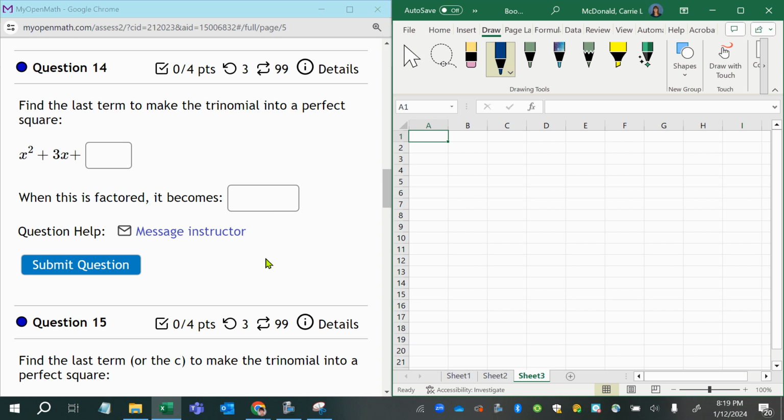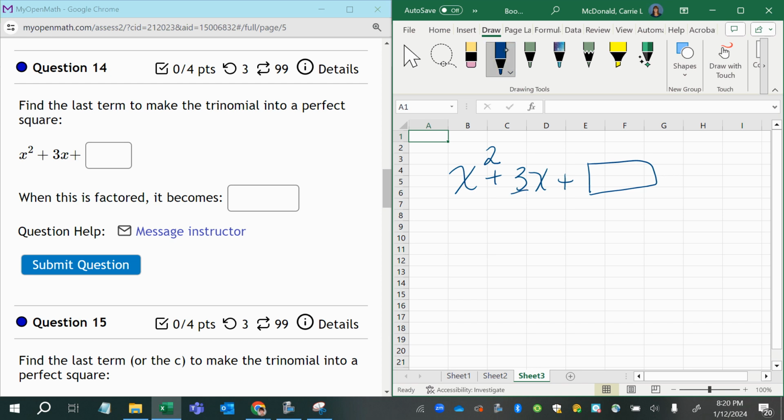A binomial squared, right? So we're doing the same kind of idea, except we don't have an extra constant to move out of the way. And we're not trying to keep things equivalent anymore because we're not rewriting a whole thing. We're just being asked how we would actually complete this particular trinomial to make it into a perfect square trinomial. So it's very simple. We just need to decide what needs to be here in order for this to be a perfect square.